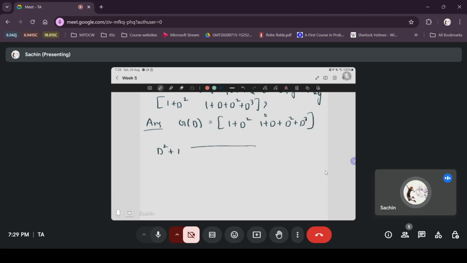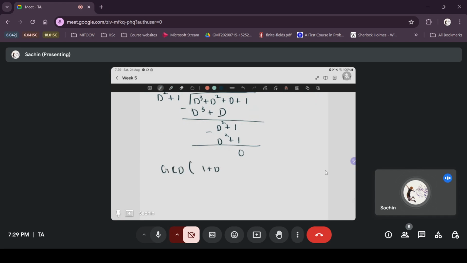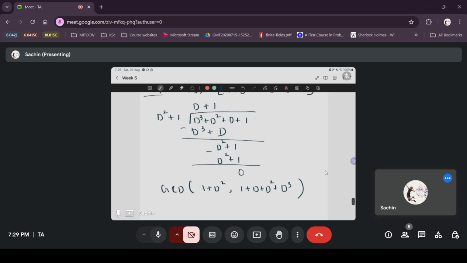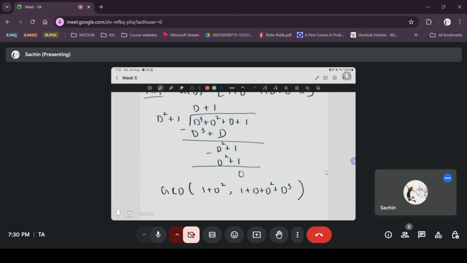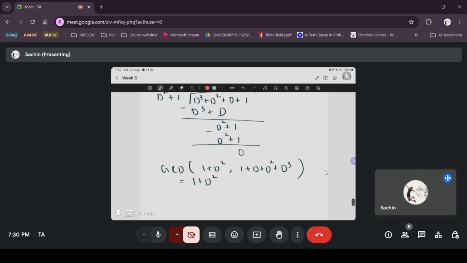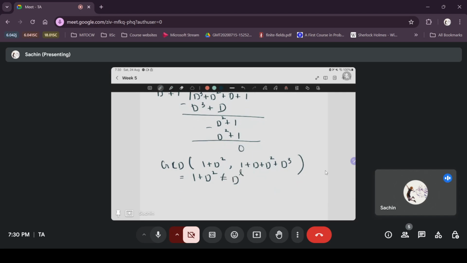Let's divide D cube plus D square plus D plus 1 by D square plus 1. D times, you'll get D cube plus D, right? You subtract that. Subtraction is just addition in mod 2, right? It's D cube plus D cube is 0 and D plus D is 0. So you'll be left with D square plus 1, and you'll get 0. So D square plus 1 actually divides 1 plus D square plus D cube. So the GCD of 1 plus D square and 1 plus D square plus D cube is 1 plus D square itself, which is not of the form D power L for any integer L.